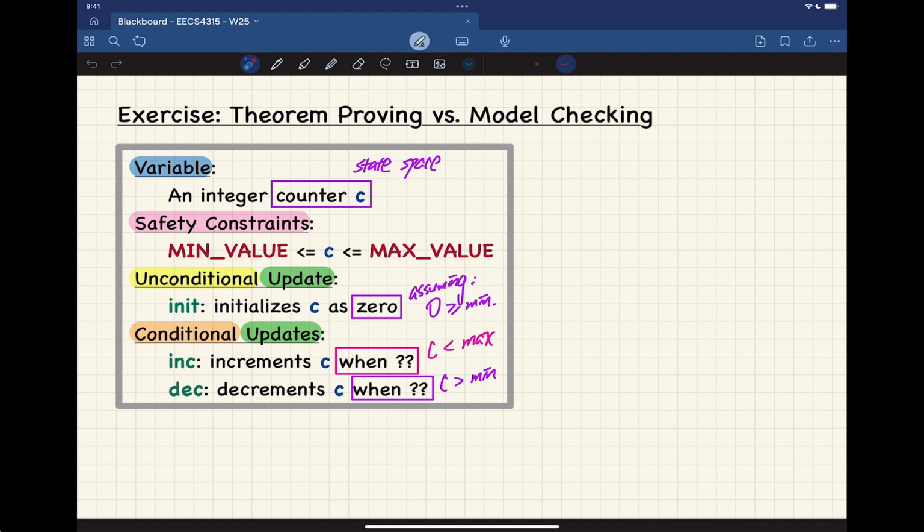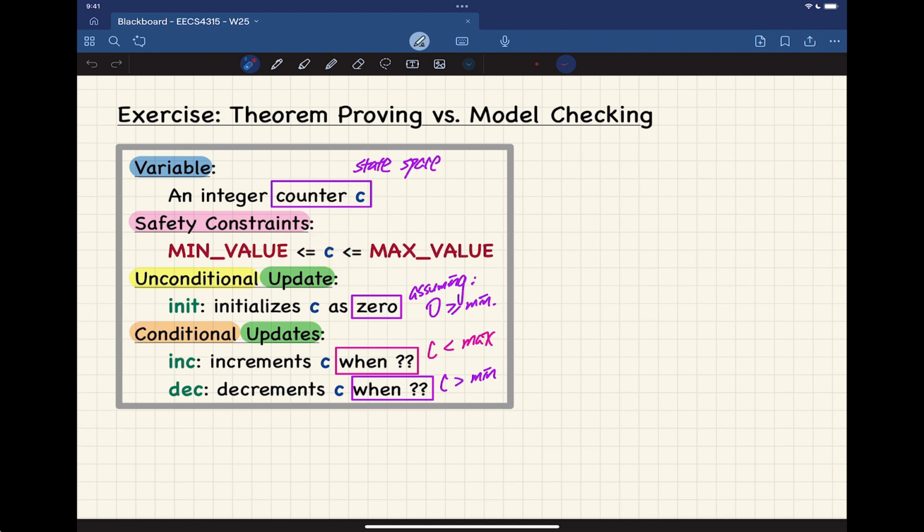And also we got some updates, which is going to be unconditional, which is to initialize the system. Let's say maybe 0, which is an initial value. And also, of course, the initial value should be larger than or equal to the minimum value. And the initial value should really satisfy this constraint right away.